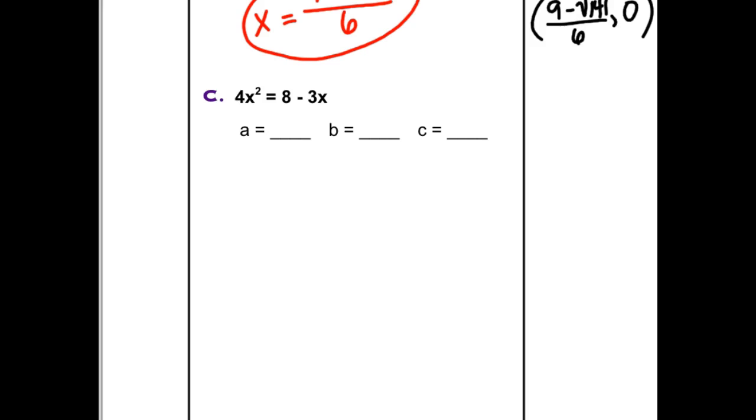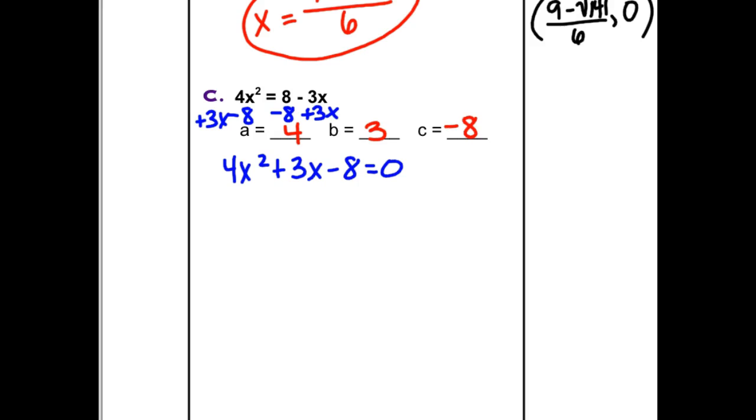Here, we don't have everything on the same side. So I'm going to suggest, rather than moving the 4x squared over to the right, which would make a negative 4x squared, I would rather move all of the other terms. So I'm going to subtract 8, and I'm going to add 3x. So that gives me 4x squared plus 3x minus 8 equal to 0. So now when I do my a, b, and c, I get 4, 3, negative 8. Put them in the function.